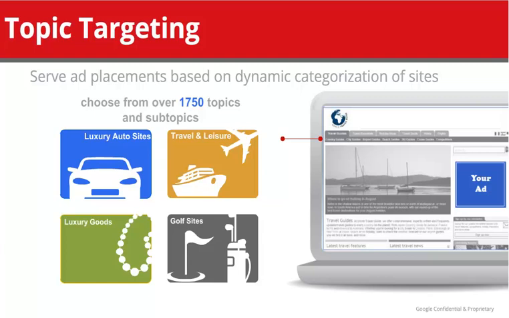Topic targeting lets you serve ad placements based on the categorization of sites on the GDN. This form of targeting allows your ads to be eligible to appear on any page within the GDN that has content related to your selected topics. To display your ads on those sites, simply select one or more topics that you find relevant to your ads.